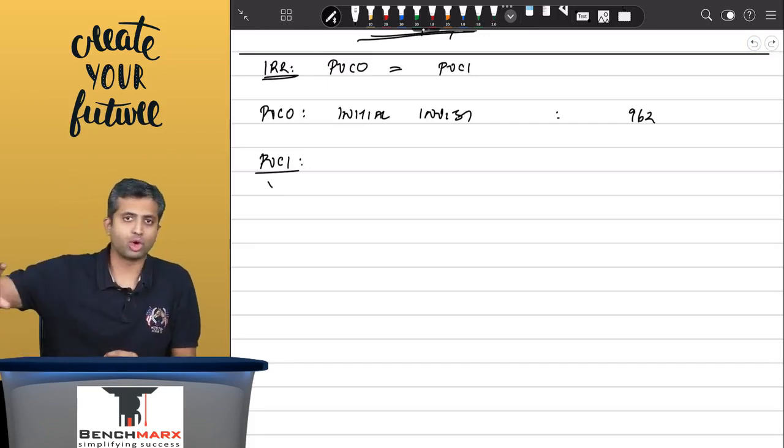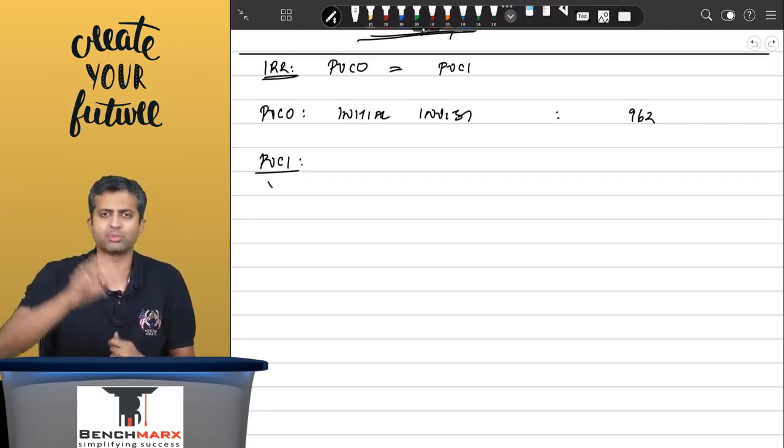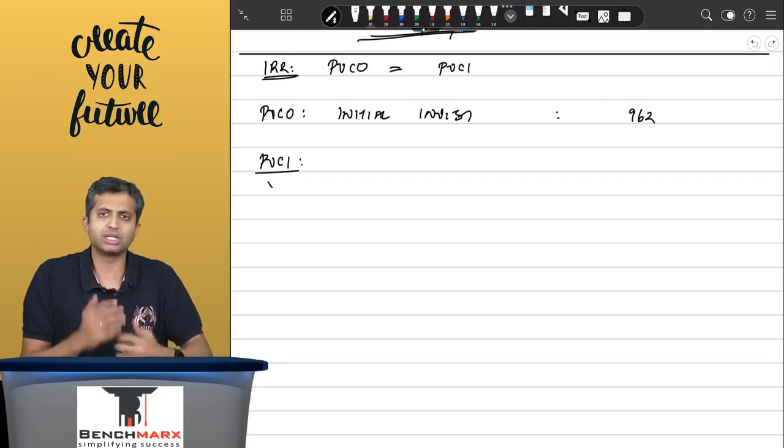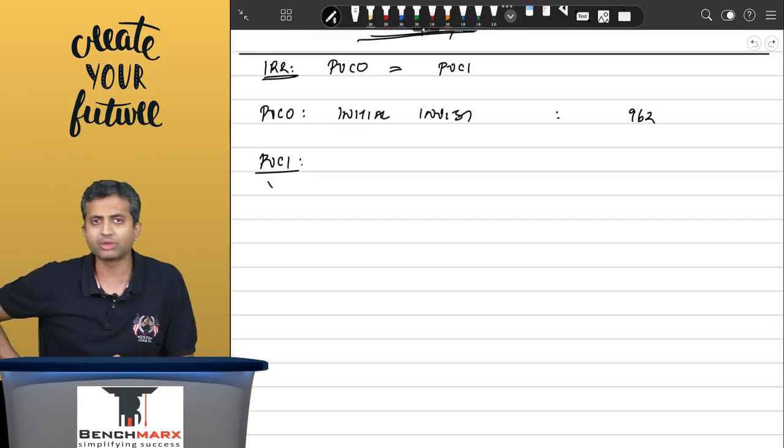Let us say this was not a bond. Let us say this was a capital budgeting project where you were investing 962 in a machinery, in a project, and this machinery was going to give us 90 rupees in each year, and then 1090 including the salvage value at the end of the 5th year.